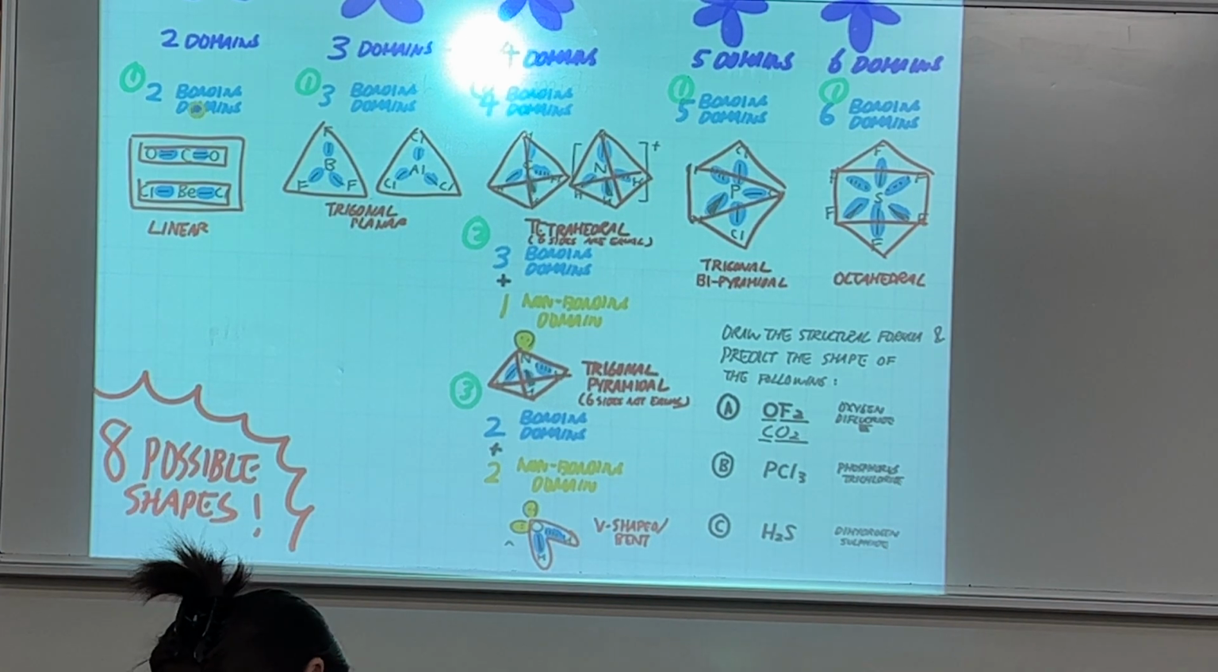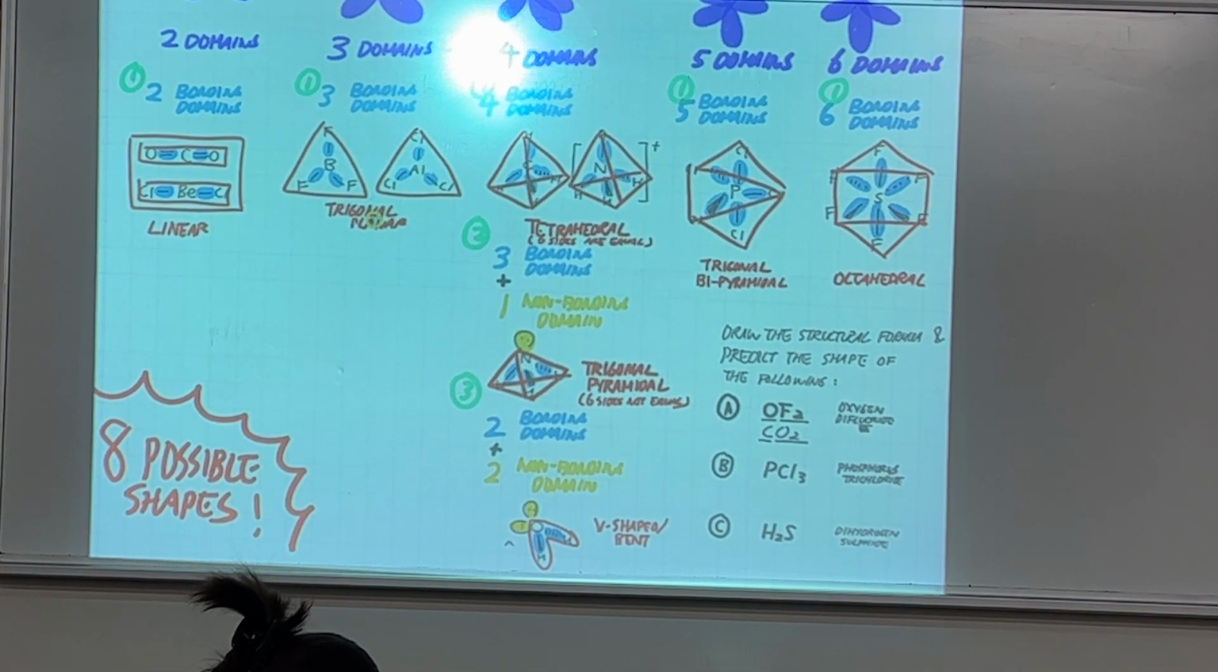So 2 domains, when they are both bonding, is linear. 3 domains, when they are all bonding domains, trigonal planar. 4 domains, when they are all bonding, is tetrahedral. When 3 are bonding, 1 is non-bonding, trigonal pyramidal.